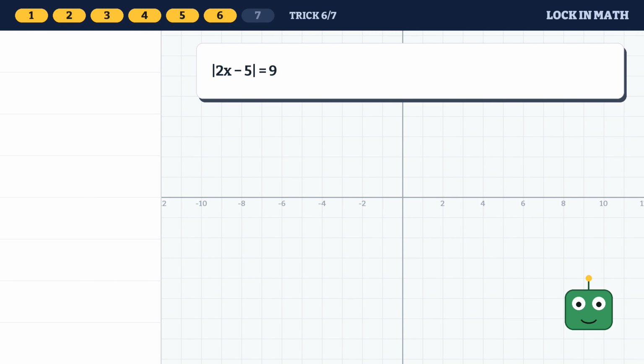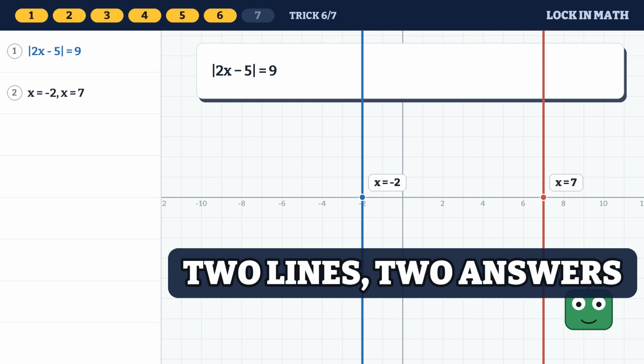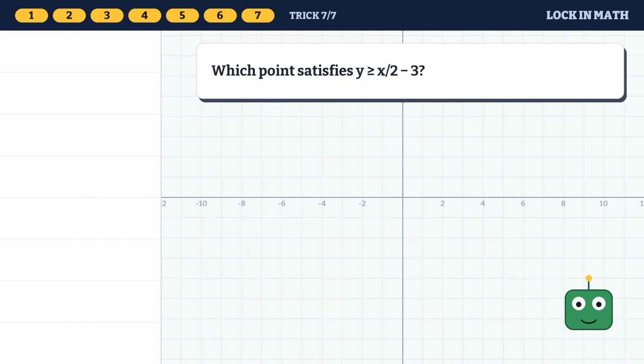Trick 6, absolute value. The question everyone half answers. Absolute value of 2x minus 5 equals 9. Type it exactly like that. Desmos draws 2 vertical lines, x equals -2 and x equals 7. 2 lines, 2 solutions. By hand, most students find 7 and forget -2. The graph physically won't let you miss one. That's the point.